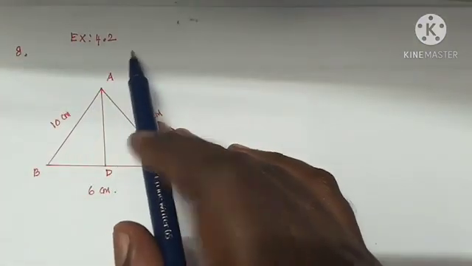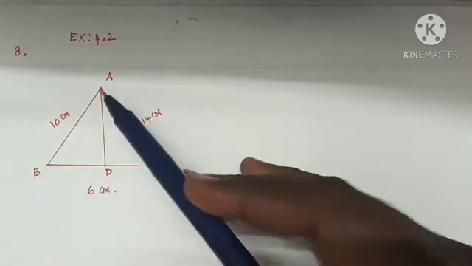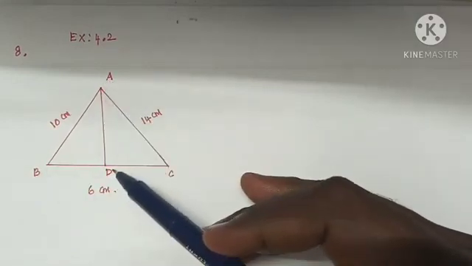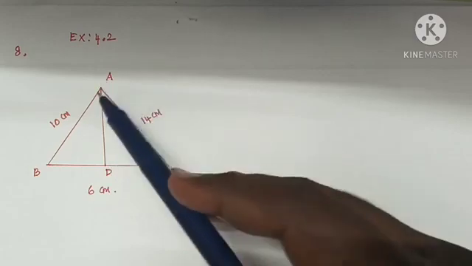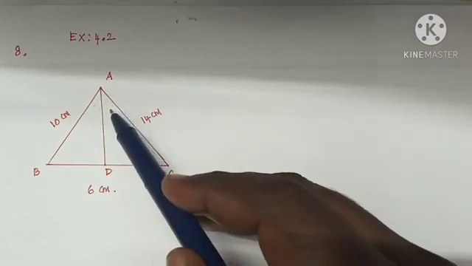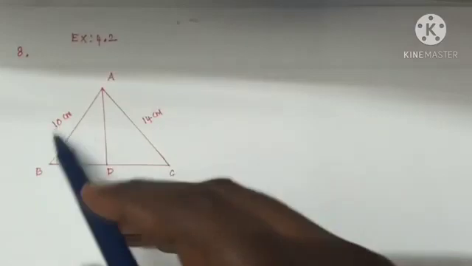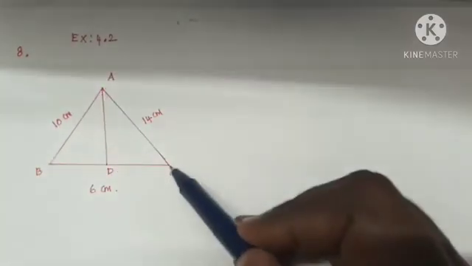Exercise number 4.2, question number 8. In a triangle ABC, AD is the angle bisector. It divides angle A into two equal angles. If one is theta, the other is also theta. For example, if it is 30 degrees, the other is also 30 degrees. It means angle BAD is equal to angle DAC.